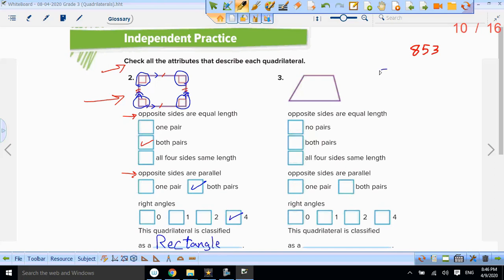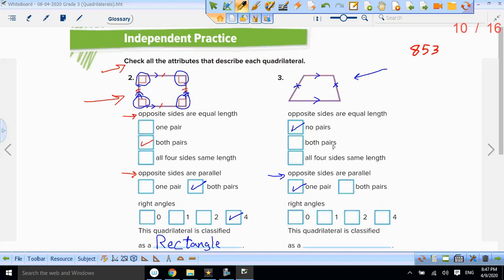Look at this one. Opposite sides are equal length. For this shape, we haven't any equal sides. So no pairs of equal sides in length. Opposite sides are parallel. Look at the sides, you will find that this side is parallel to this one, but these two sides are not parallel. So we have only one pair of parallel sides.